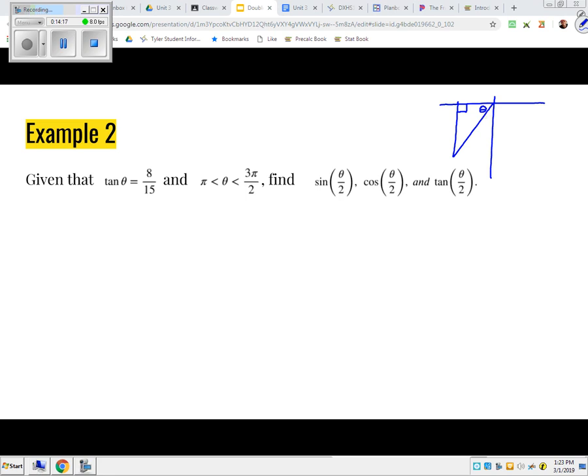All right, so I've used this information. What's that 8/15 going to tell me? Opposite over adjacent. It doesn't, because remember sine and cosine have to be between negative 1 and 1. So opposite over adjacent? Opposite. No, it's not. It's positive.